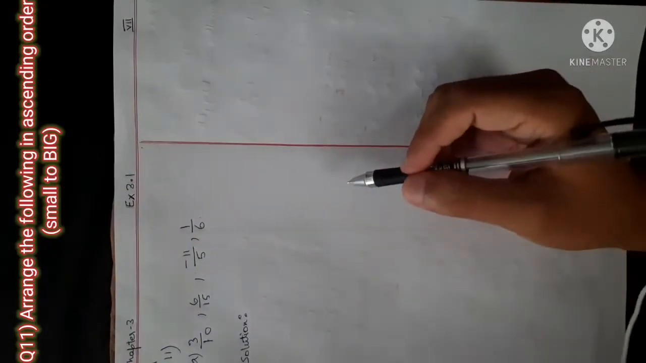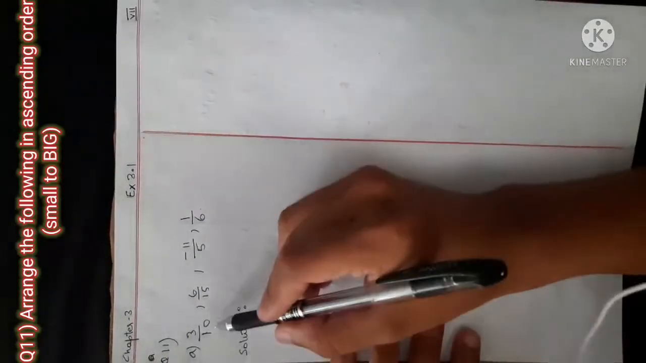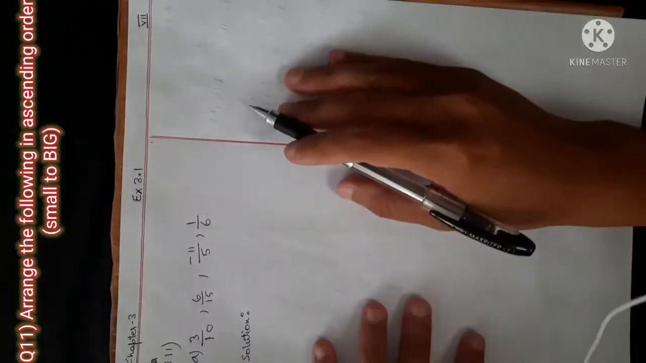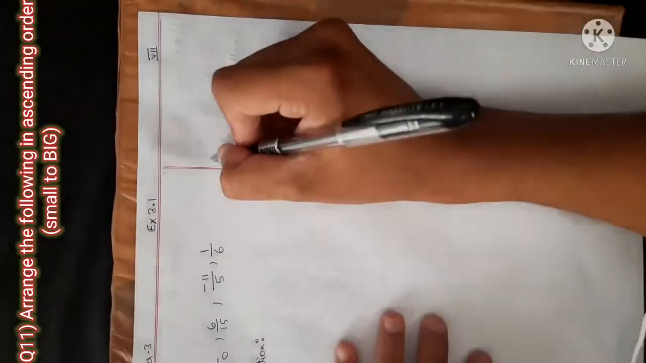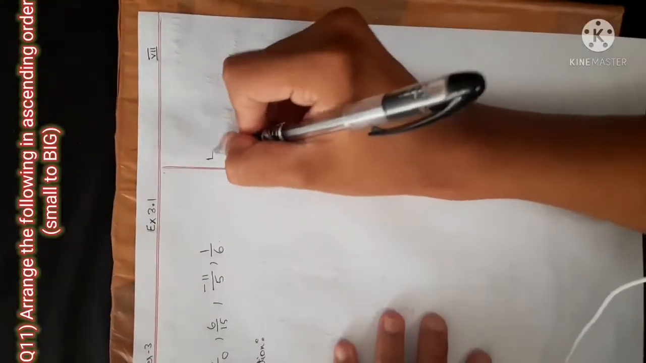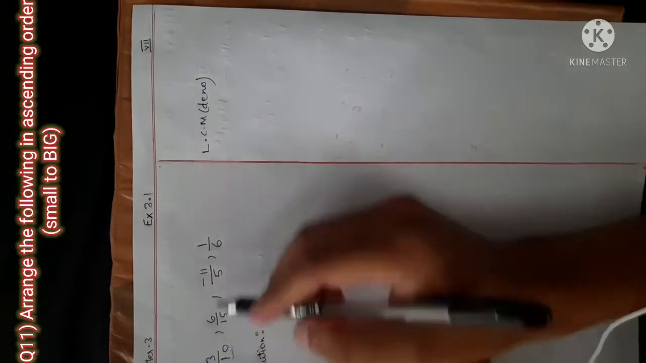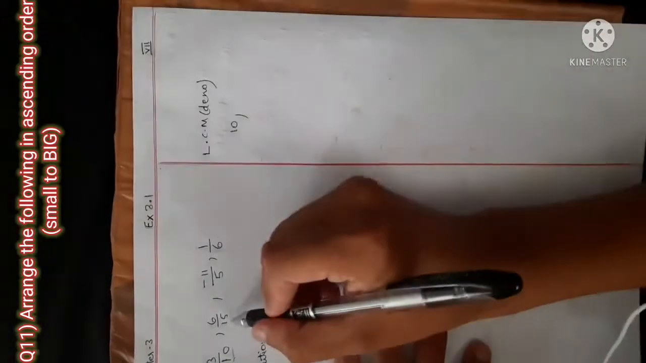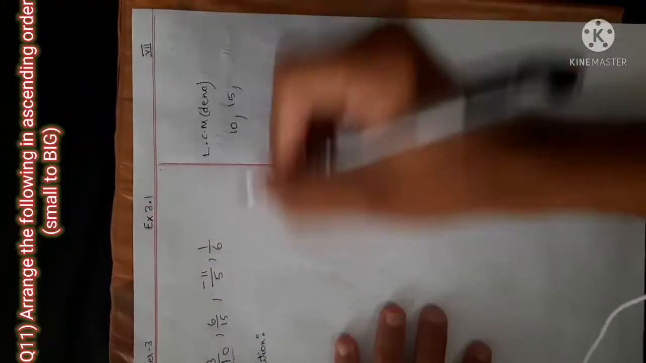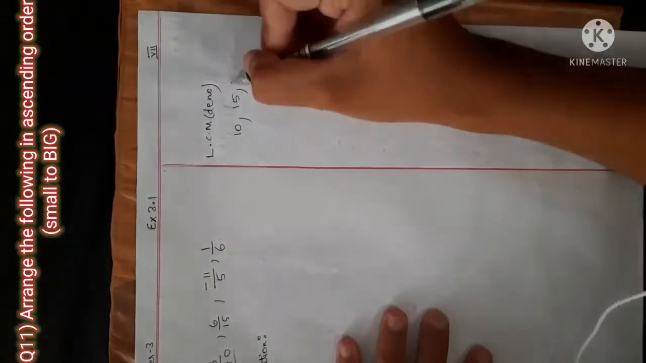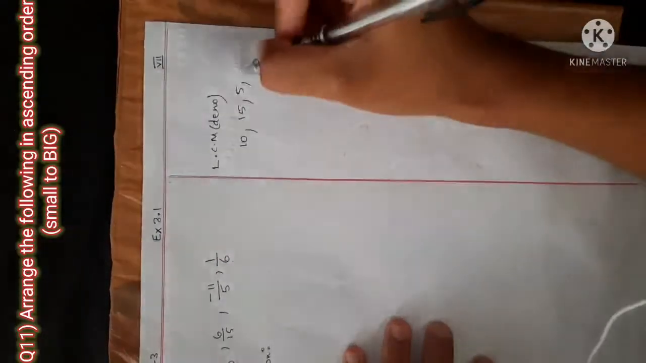So in here again, what should we do? We first find the LCM of the denominators. So what is the denominator in the first rational number? It is 10. Second rational number 15. Third rational number 5. Fourth rational number 6.